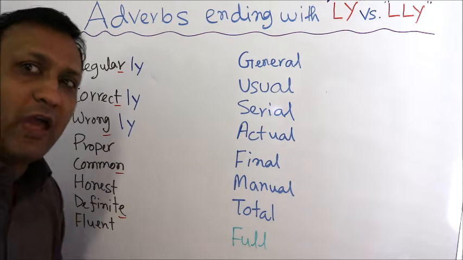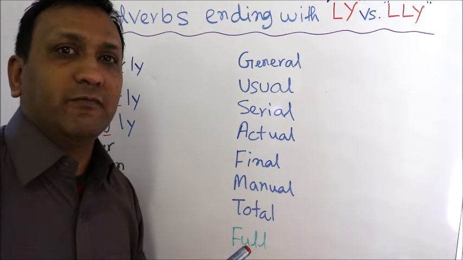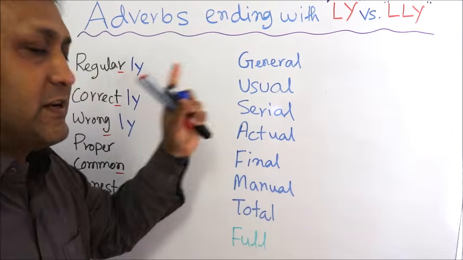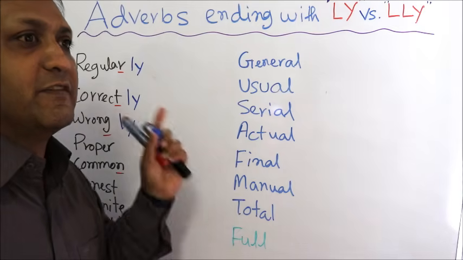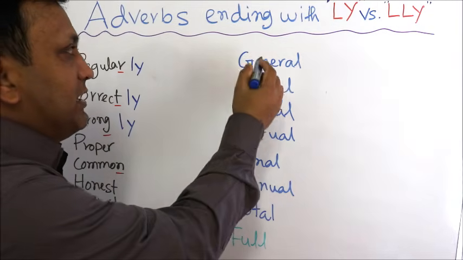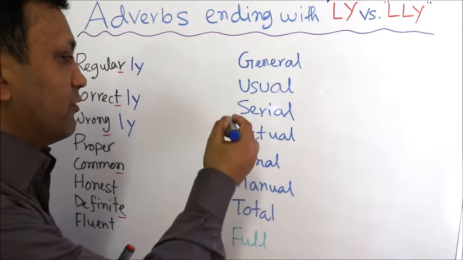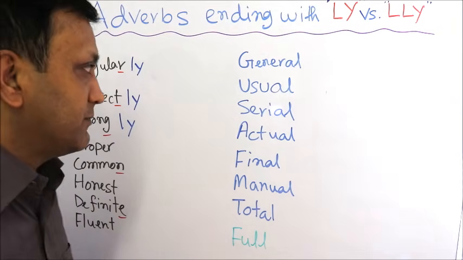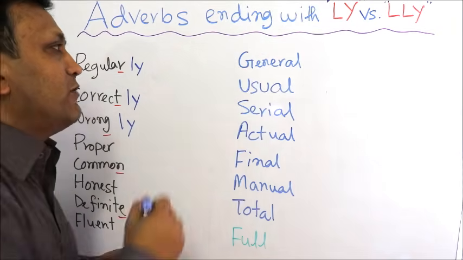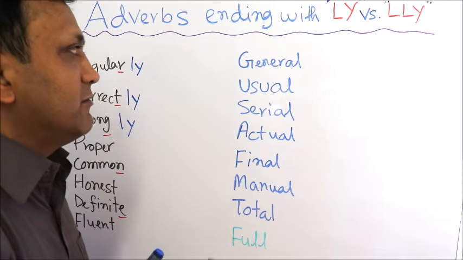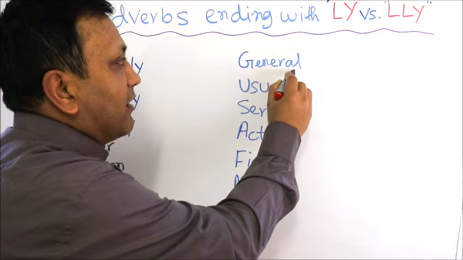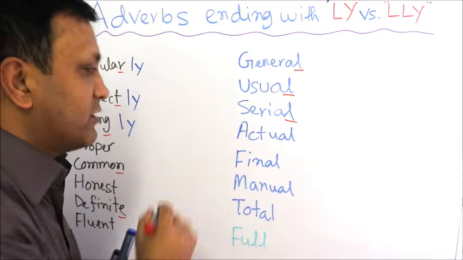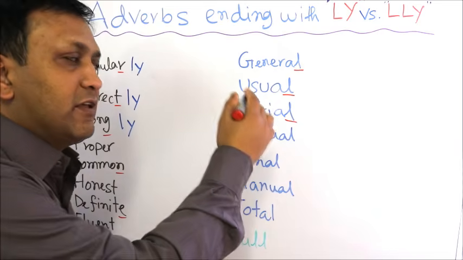Now the question is where we have to use LLY. This is the question. Guys, please listen very carefully here. On the right-hand column, we are going to see some difference. I have written down here general, usual, serial, actual, final, manual, total. Full I have written in a different color. I'm going to tell you in a moment why I have done that. So when we see general, this word ends with L. Usual, L. Serial, L. In fact, all the words written on this side end with L.